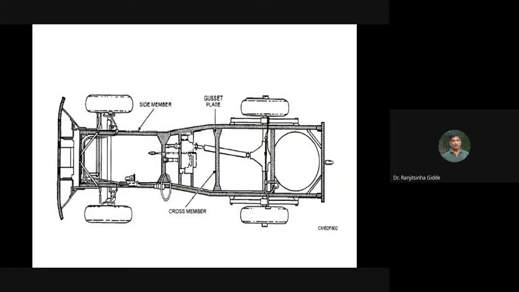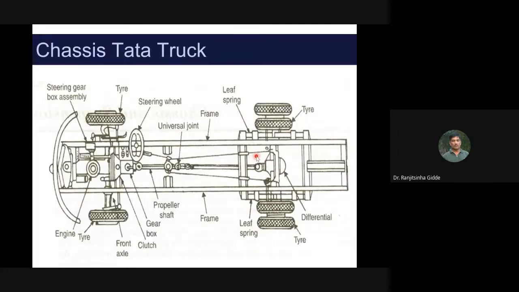Then this is another figure which is available, but this is with respect to the four-wheel drive. So you can check here. Propeller shaft, some power is given to this. Again, this is chassis with respect to a truck: engine, then gearbox, propeller shaft, differential, and four wheels. So this is only for your information.